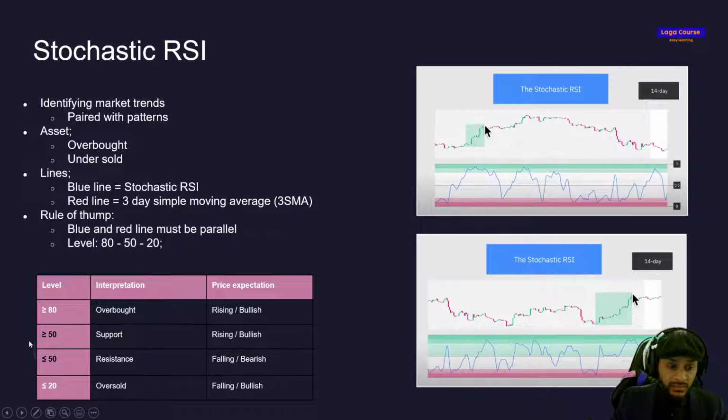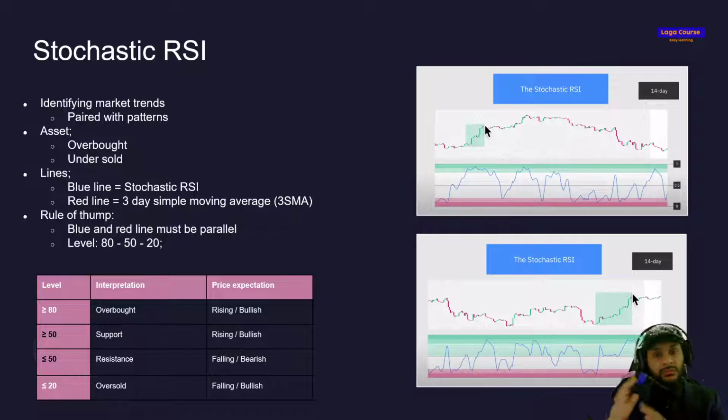And the moment that the 50 level is being respected as a support, we can see this. Everything above 50 is bullish. So if the RSI is bouncing on the 50 level and is going up again, then the price is bullish. But if everything goes below 50, then we've got to realize that this is bearish. When it's respecting the 50 level, we can see that the price is increasing, and if it's below 50, we can see that it's decreasing. Simple as that. Everything above 50 is bullish, everything below 50 is bearish.